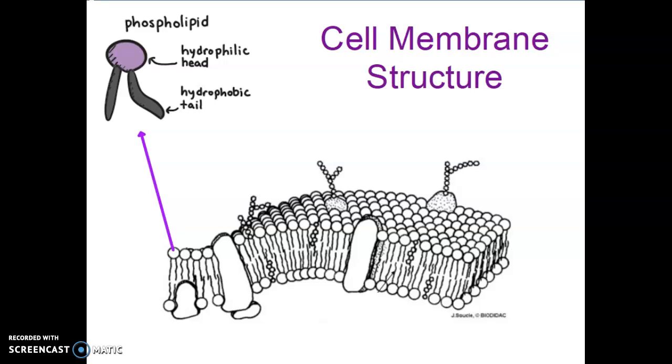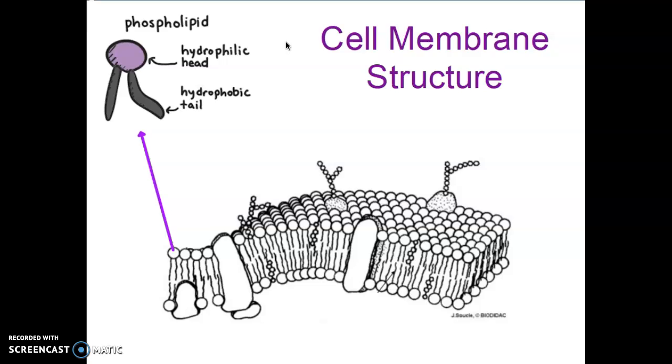I want you to think of it kind of like a sandwich. It has a top layer of bread and a bottom layer of bread and then all the stuff in between. Each one of these things that looks like a balloon with two tails, here it is. It's called a phospholipid, meaning it's made out of phosphorus and fats. The head, or the balloon part, is hydrophilic. If you remember your Latin or root words, that means it loves water. So that means it can dissolve in water.